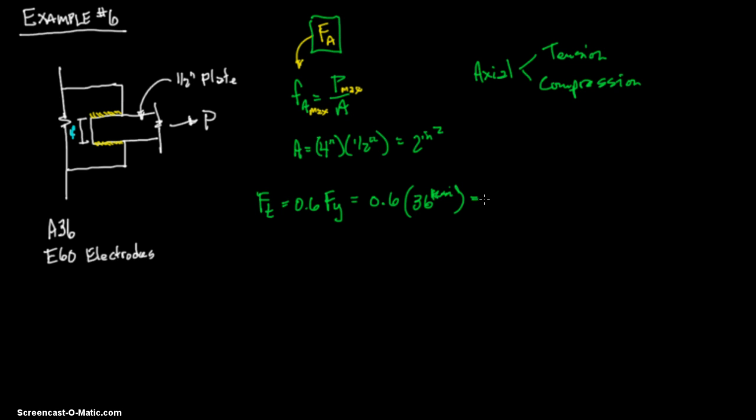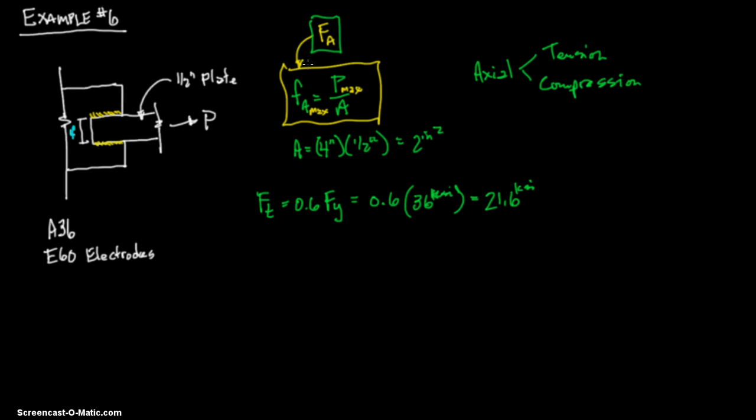Let's move on. 0.6 times 36 is 21.6. So this is our allowable stress, our allowable tensile stress is what I would call it. This is our yield stress, and then our allowable. So we want to go ahead and put this up there. Let's input it into this equation. Input our knowns, and we should solve for Pmax.